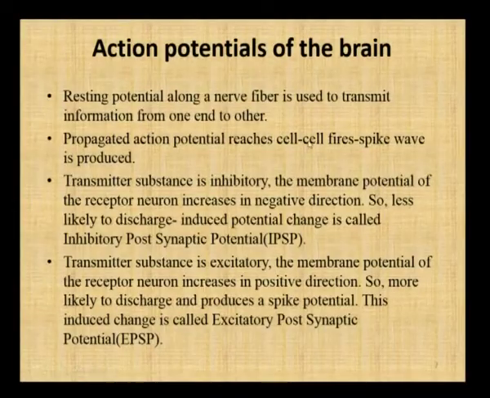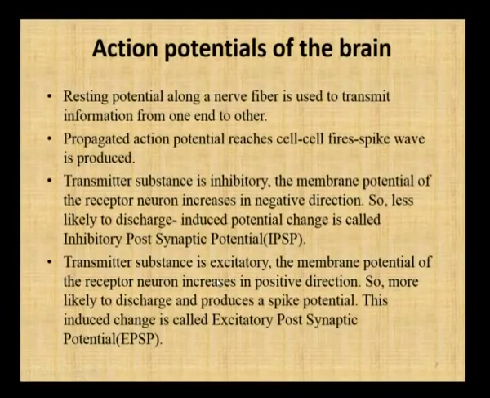So, then we can know in detail about the action potentials of the brain related to the EEG measurement. The resting potential along the nerve fiber is used to transmit the information from one end to another. When you consider these nerves and cells, how does it produce the action potential? When we give the external stimuli, it will be propagated through the cell and the cell fires. Because of the firing of the cell, it produces spike waves. So, it is recorded for the output purpose.